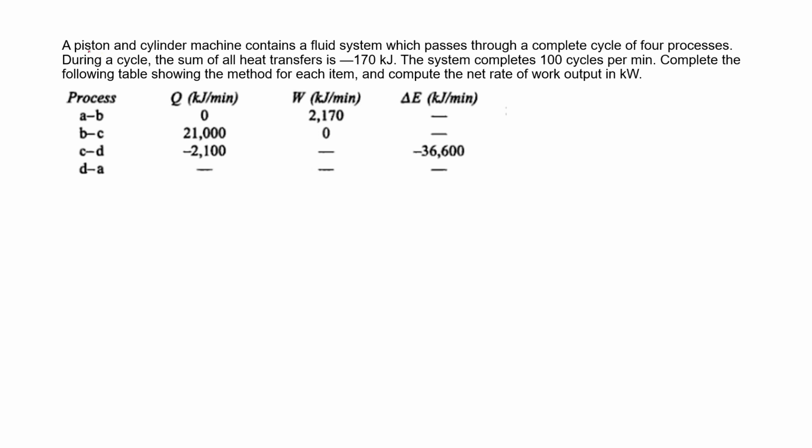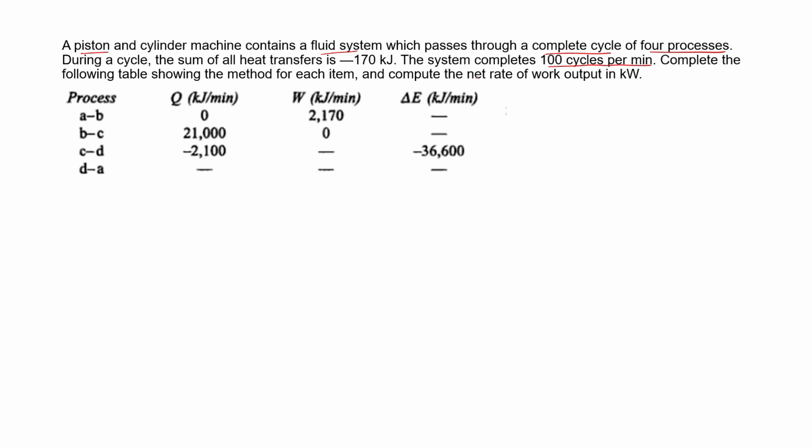Now we will do another problem on first law of thermodynamics. So the problem is like this: a piston and cylinder machine contains fluid system which passes through a complete cycle of four processes. During a cycle, the sum of heat transfers is given as minus 170. System completes 100 cycles per minute.